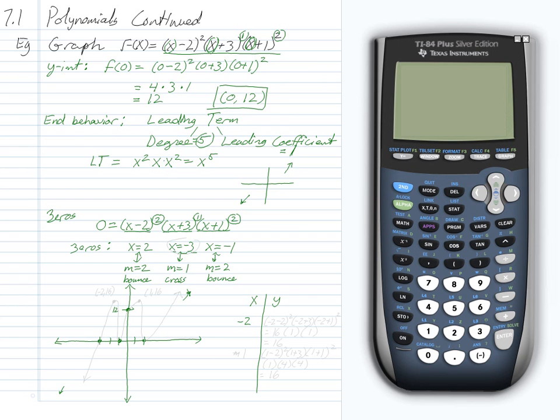So my function is negative 2 minus 2 squared, negative 2 plus 3, negative 2 plus 1 squared. That would be negative 4 squared, 16. Negative 2 plus 3 gives me 1, and negative 2 plus 1 gives me negative 1, which I square. So my function will be at a height of 16. So if I plot the point negative 2, 16.